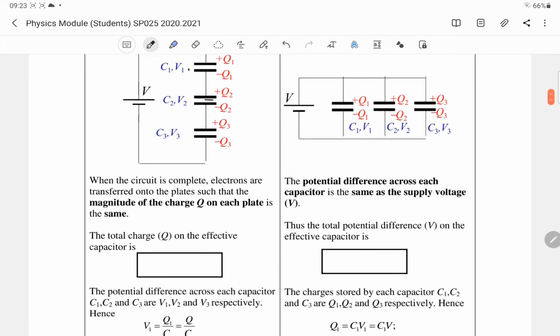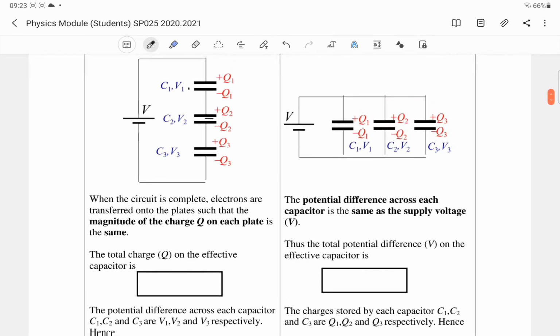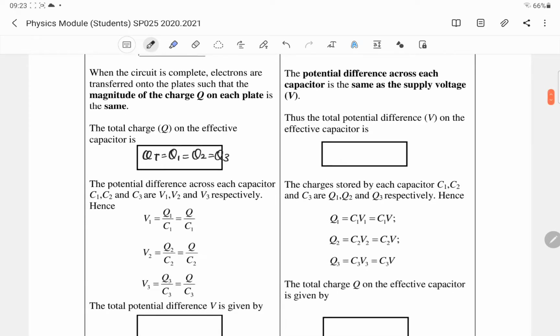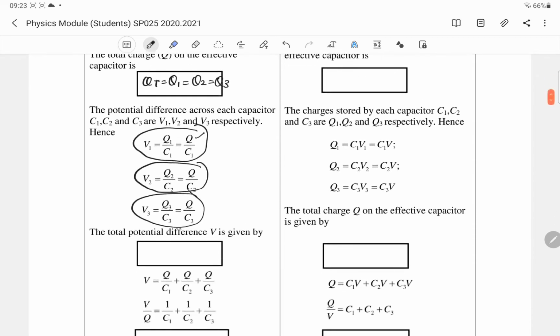Alright, so kita tengok lagi. When the circuit is complete, the electron transfer onto the plate such that the magnitude of the charge on each plate is same. Okay, so ingat kat sini, kalau series, dia punya Q is same. So Q total is equal to Q1 equal to Q2 equal to Q3. Okay, the potential difference is different. Okay, so this is the formula to find the potential difference. Remember that the Q is same for the series, for the capacitor arranging in series.